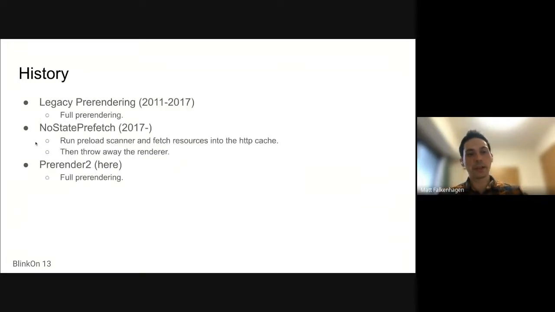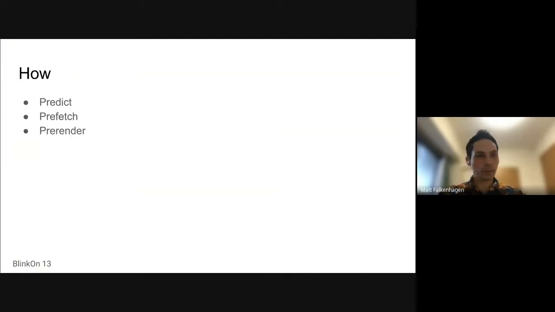So what we're trying to do now is bring back some of the pre-rendering functionality and actually do a pre-render of the web page. The reason we want to bring it back is it allows for more of an instant load when it works than no-state prefetch is capable of. Looking into what pre-render actually is, we can think of it as 3 steps. We have to predict what URL is useful to be pre-rendered, then we have to prefetch that URL, and then we actually have to load and execute that URL and do pre-rendering.